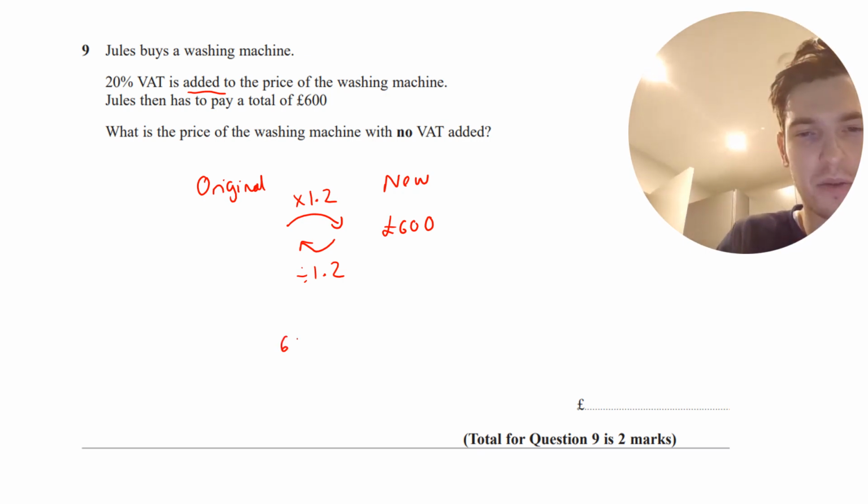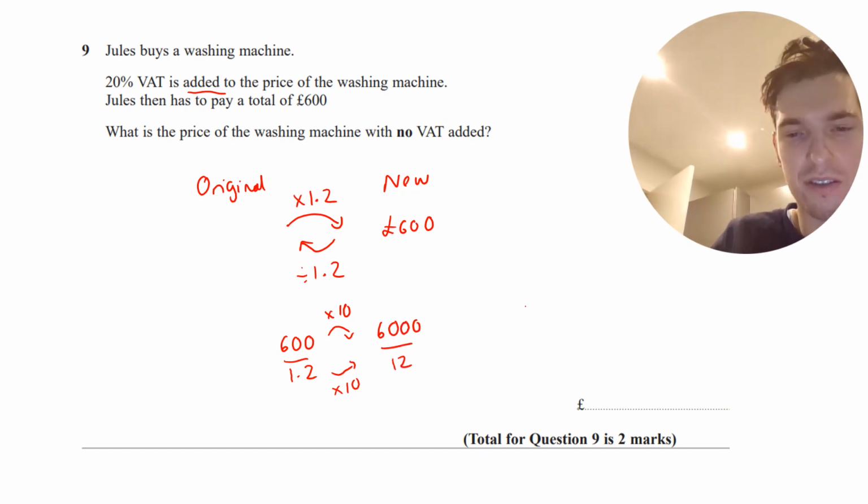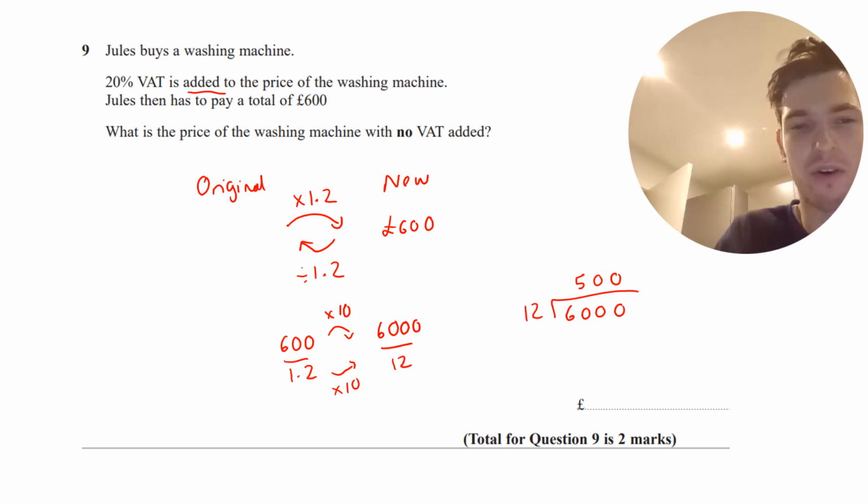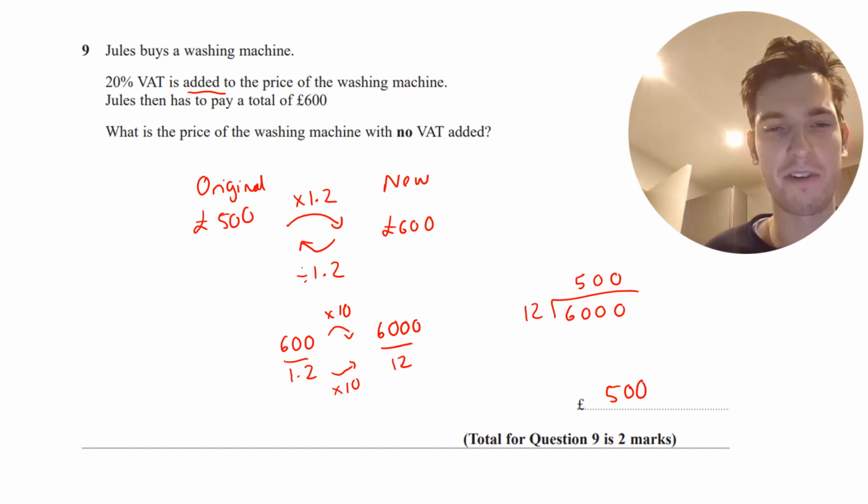Let's do it this way. So 600 divided by 1.2. And then another way to divide by decimals is to get rid of the decimal. So times it both by 10, 6,000 over 12. And then let's just do another bus stop here. So I know that 12 goes into 60 5 times. So my original is 500. So let's write that on the answer line there. And that makes sense because my original has to be smaller than my new if I'm increasing by a percentage. Let's move on.